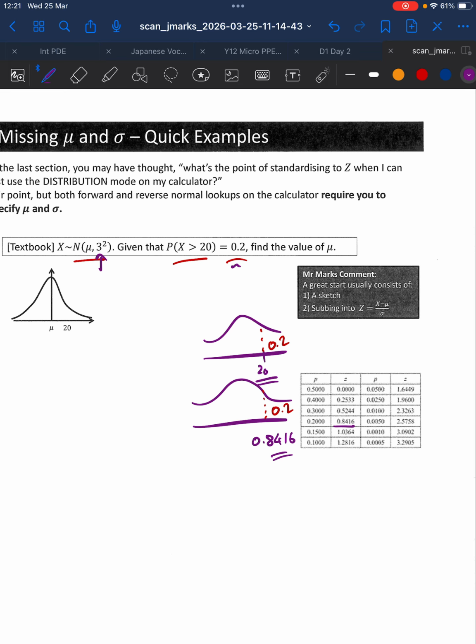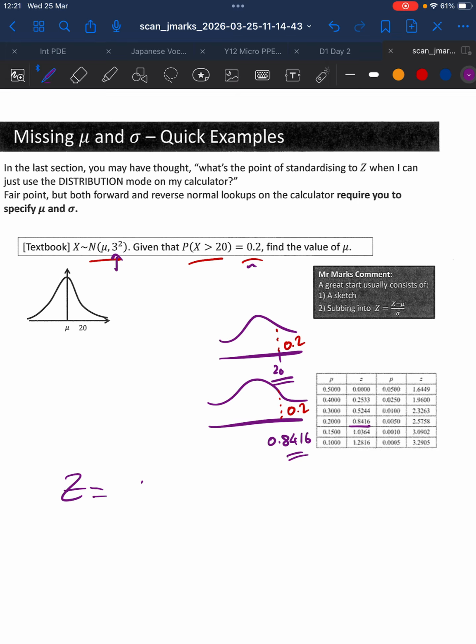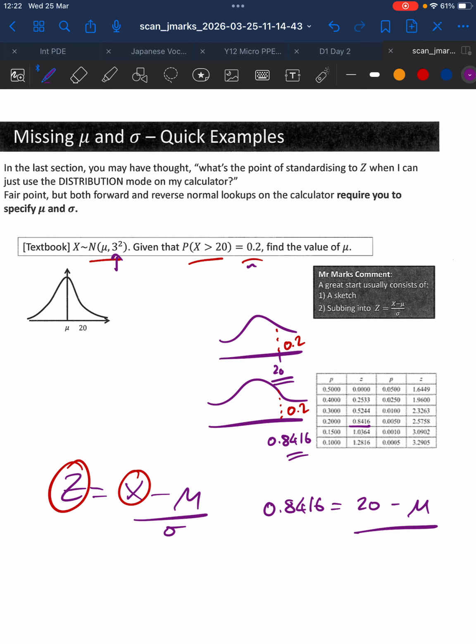So when we think the code is involved, we write it out. We can use an X and its corresponding Z. So this is going to be 0.8416 equals 20 minus mu, which we don't know, over 3. Okay, so that's an example. That's an example there where we can then quickly find out our mu value.